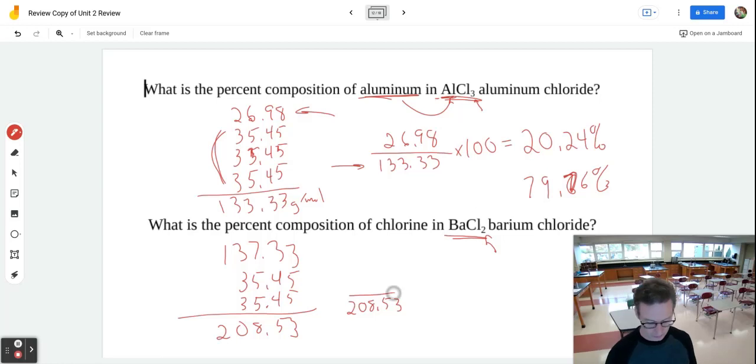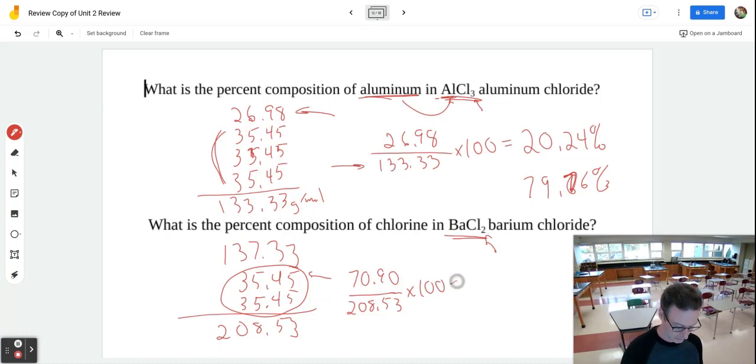The numerator, the top part, what part of that 208 is the chlorine? Well, in this case, the chlorine appears twice because it's Cl2. So I can't just put 35.45 up there. That would only be one chlorine. I have to put it twice. So if I add those two together, I get 70.90. Then I'm going to divide that, multiply by 100, and I get 34.00%. That's the chlorine.